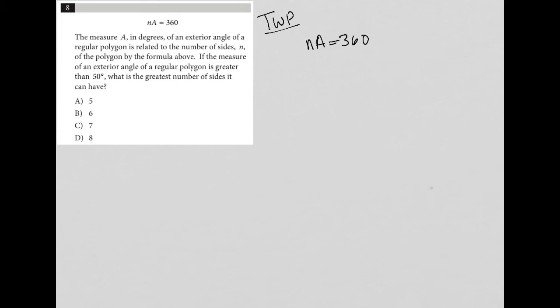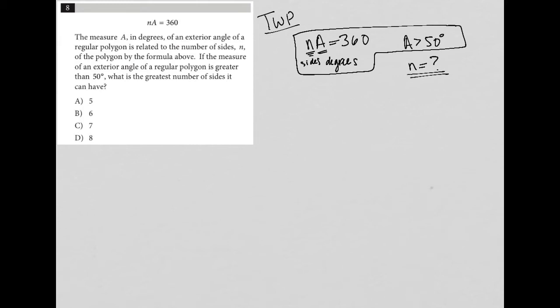So the question says the measure A in degrees of an exterior angle of a regular polygon. So I know that A is in degrees. Is related to the number of sides. So I know that N is the number of sides. If the measure of an exterior angle of a regular polygon is greater than 50, so I know that A has to be greater than 50 degrees, what is the greatest number of sides it can have? So N equals what? So here is the provided information, and here is the question.